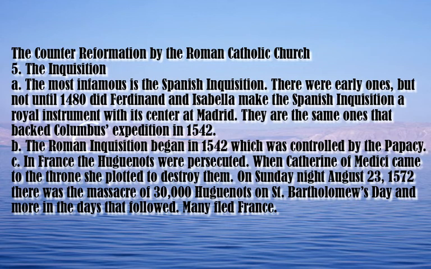In France, the Huguenots were persecuted when Catherine of Medici came to the throne, and she plotted to destroy them. On Sunday night, August 23rd, 1572, there was the massacre of 30,000 Huguenots on St. Bartholomew's Day, and more in the days that followed. Many fled from France.